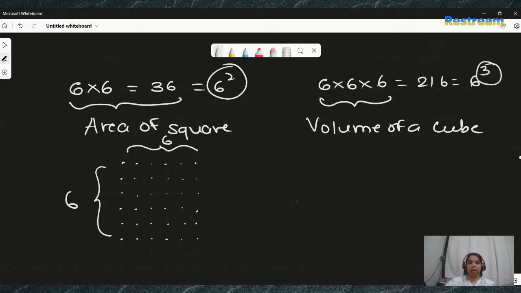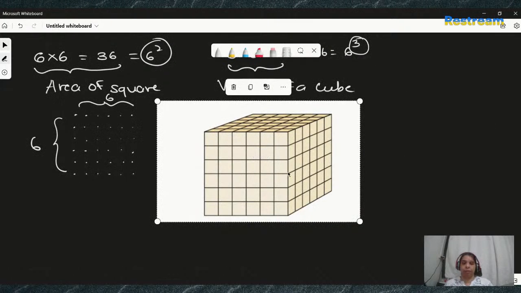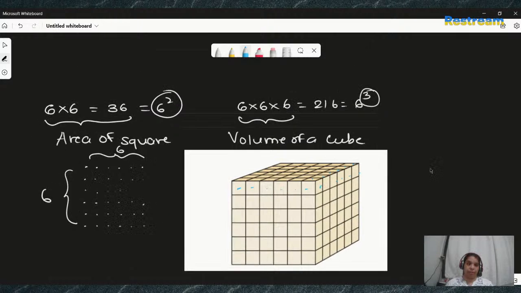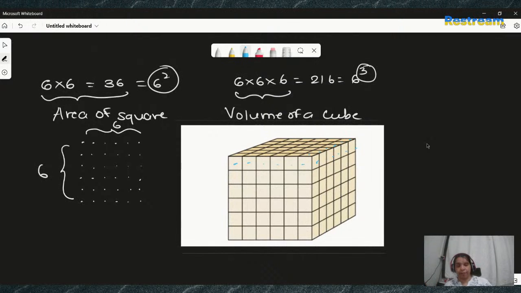Okay, so this is how a cube will be represented. If you see how many squares are there, 1, 2, 3, 4, 5, 6. Here also 2, 3, 4, 5, 6. And here also 1, 2, 3, 4, 5, 6. So this is how a cube is represented. So that's why it is a square and a cube. So 6 power 2 is 6 square. 6 power 3 is 6 cube.